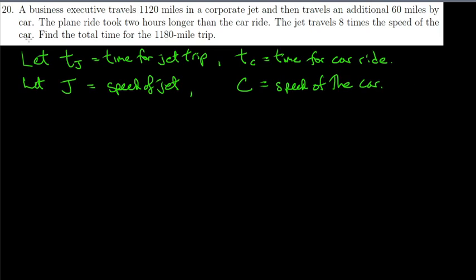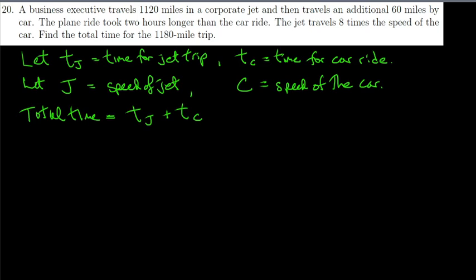Okay. And notice we're looking for the total time. Well, that's basically just the time for the jet plus the time for the car. So times just add. So this is just going to be TJ plus TC. Right now we don't know either, but if we know both, we just add them up and that gives you the total time. And that's what they're asking for.